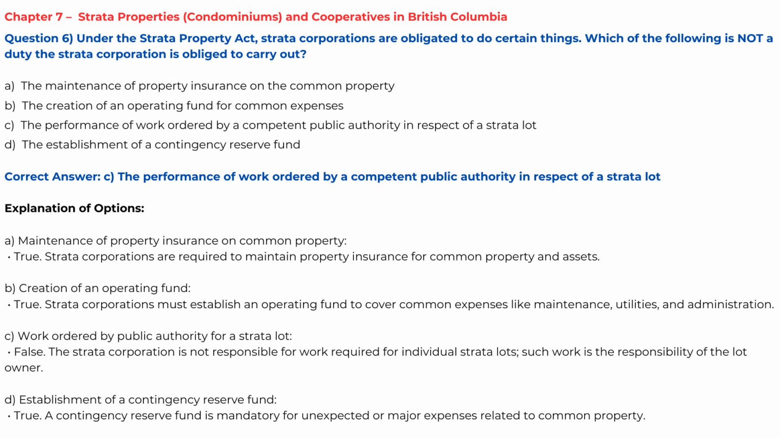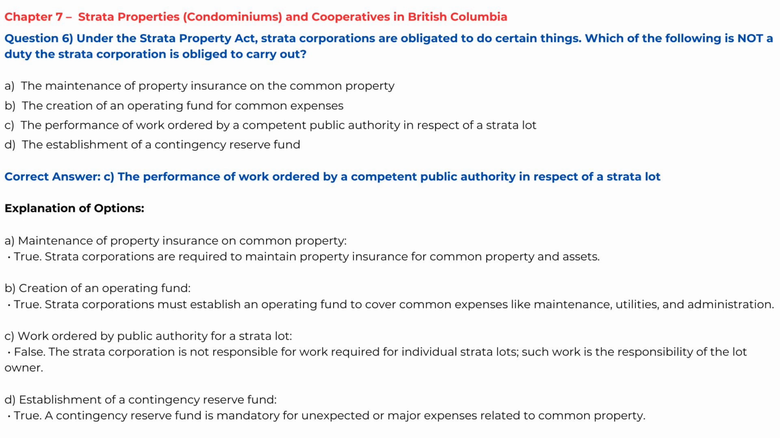Question 6. Under the Strata Property Act, strata corporations are obligated to do certain things. Which of the following is not a duty the strata corporation is obliged to carry out? Correct answer. C. The performance of work ordered by a competent public authority in respect of a strata lot. Explanation of options. A. Maintenance of property insurance on common property.